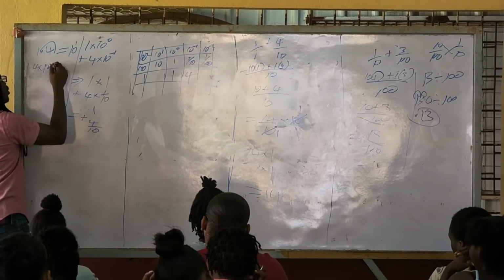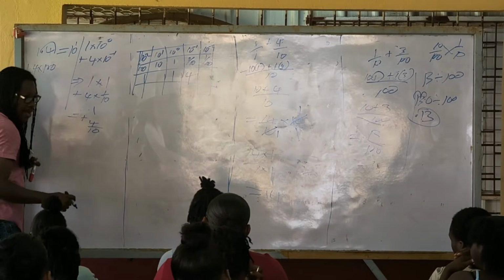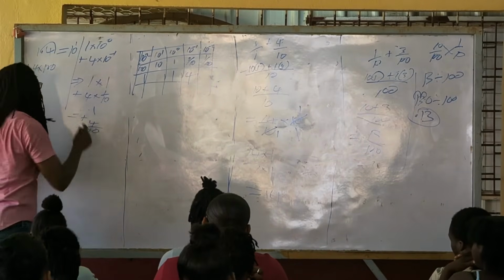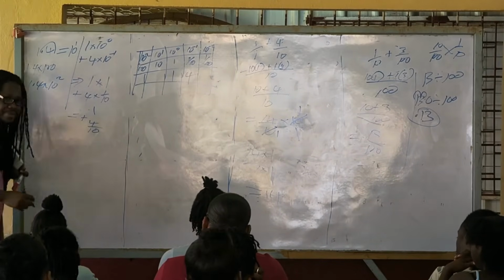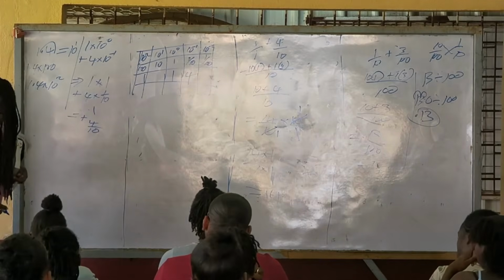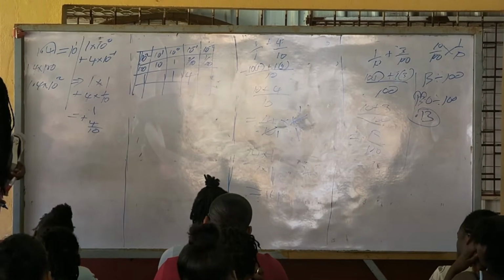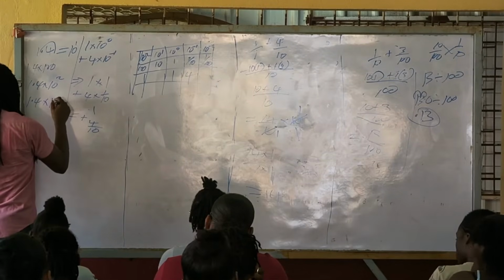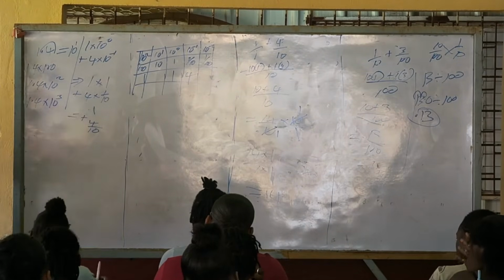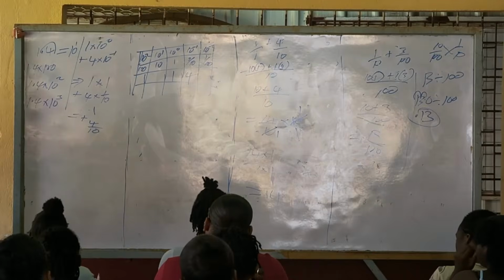1.4 times 100. How many spots would we move it? Why did we move it 2? Because this is actually equal to 1.4 times 10 to the second power. Everybody see that? What if it was 1,000? How much would we move it? Why would we move it 3? Because it's 1.4 times 10 to the third power. You understand that?